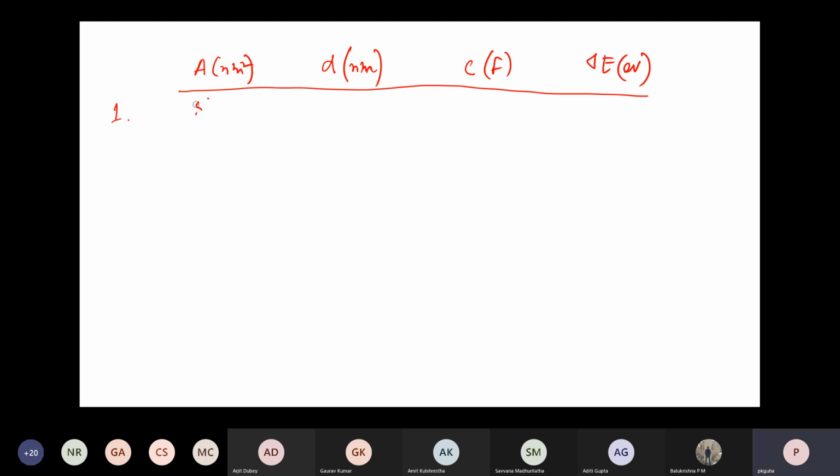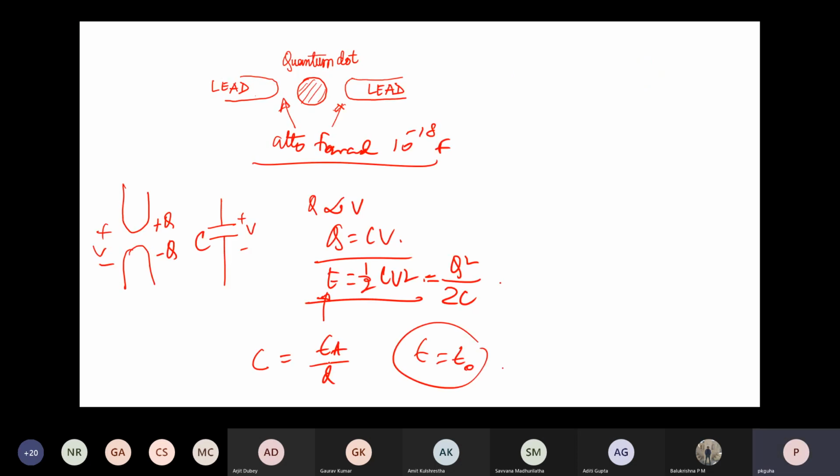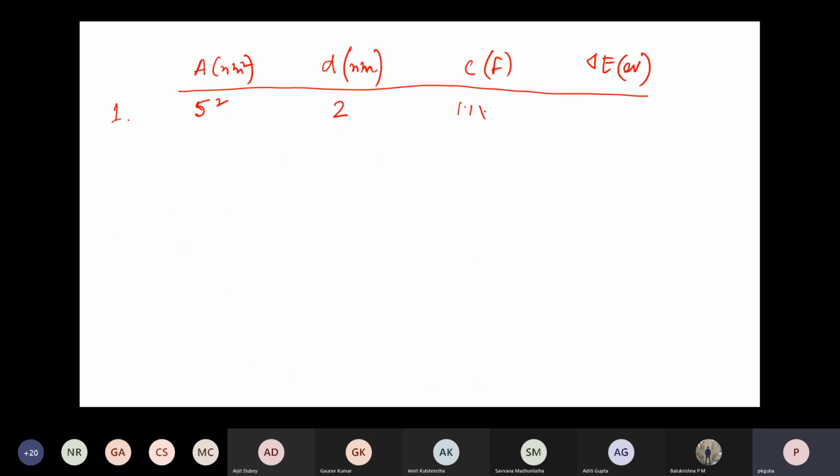Say this is 5 squared, and this is 2 nanometers. If you calculate C using the formula epsilon naught A over D, then you will get 1.1 into 10 to the power minus 19. Corresponding delta E is 0.73 electron volt. What is delta E? Let me repeat once more: the change in energy due to transfer of a single electron through the capacitor. I have some other values.